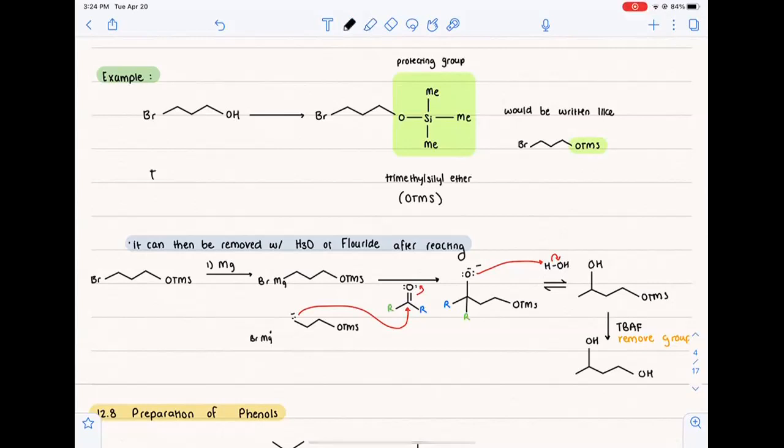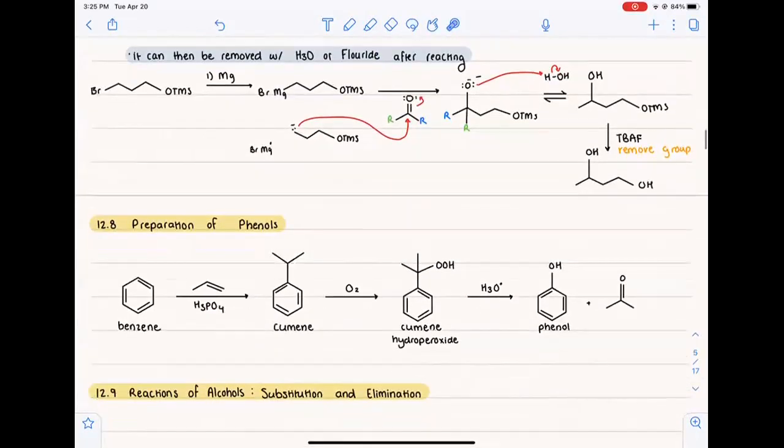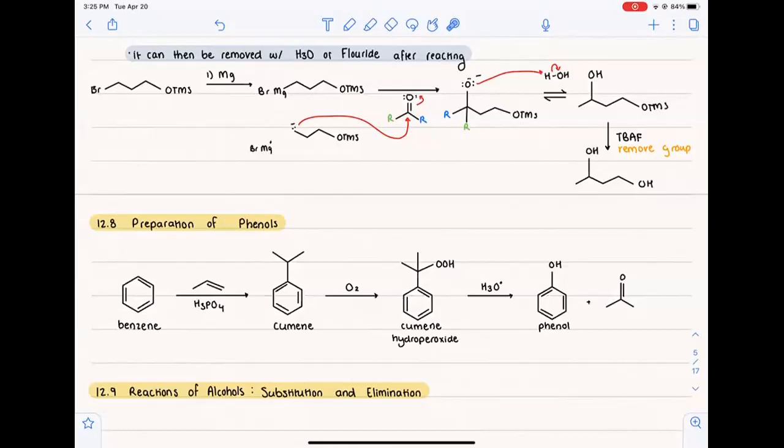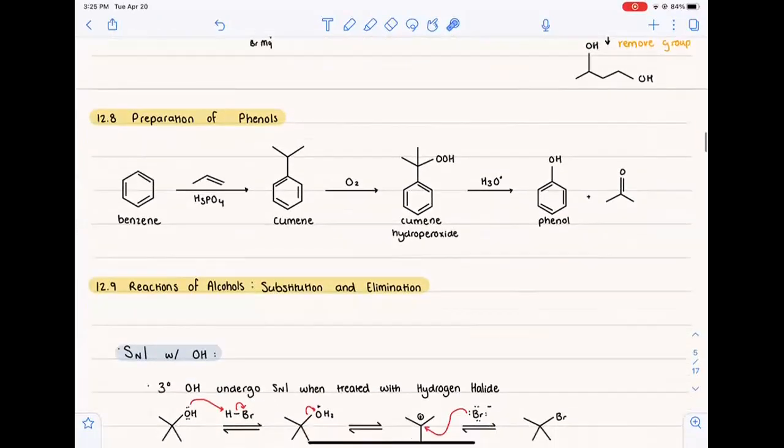Protecting groups: TMSCl with Et3N. That is how you get the protecting group on there. Nice. Pretty? I agree. And then the removing group is going to be TBAF, period. Okay, cool. Any questions? Concerns? Comments? Questions? Awesome. So here we have the preparation of phenols.